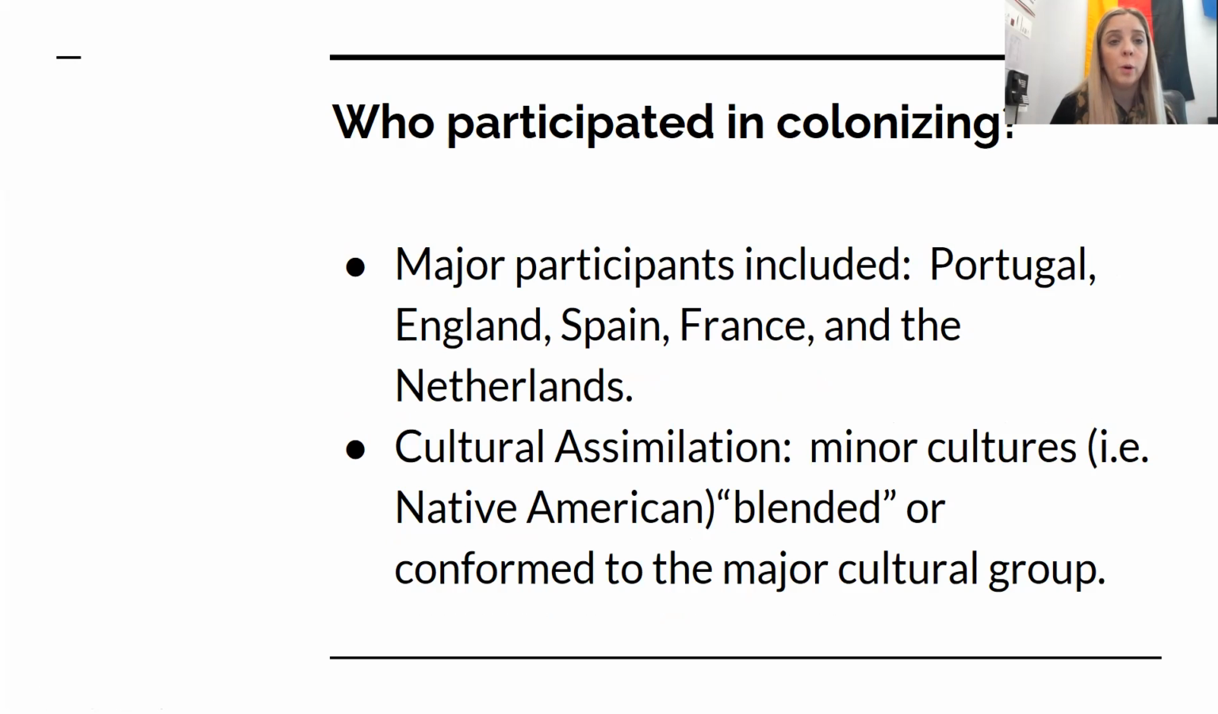And so when they came to the approach of how to colonize, this is called cultural assimilation. If you've taken geography before, you might be familiar with this term. Maybe you've heard of the American melting pot. This is a belief in blending cultures together. And so a lot of the times these smaller, more minority cultures like the Native American tribes were expected or even forced to conform to their cultural traditions.